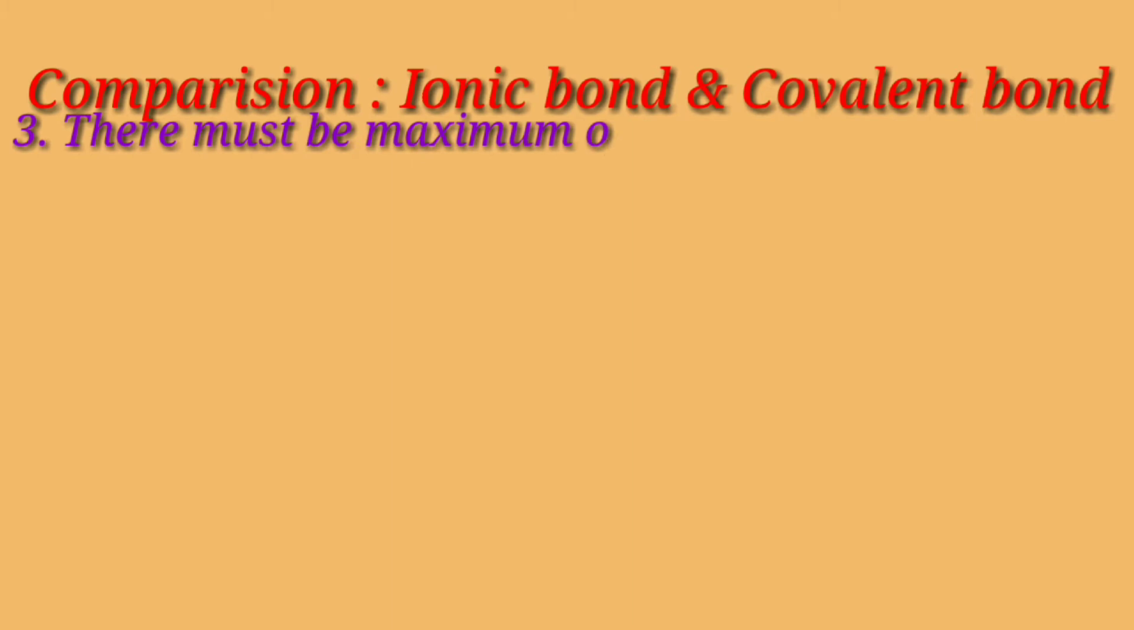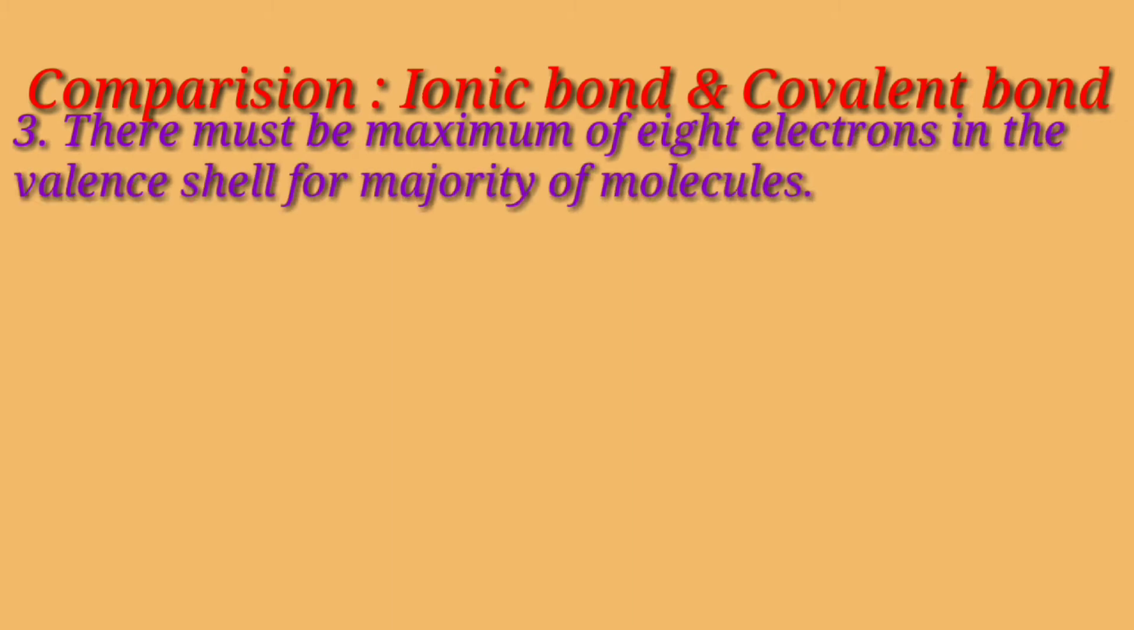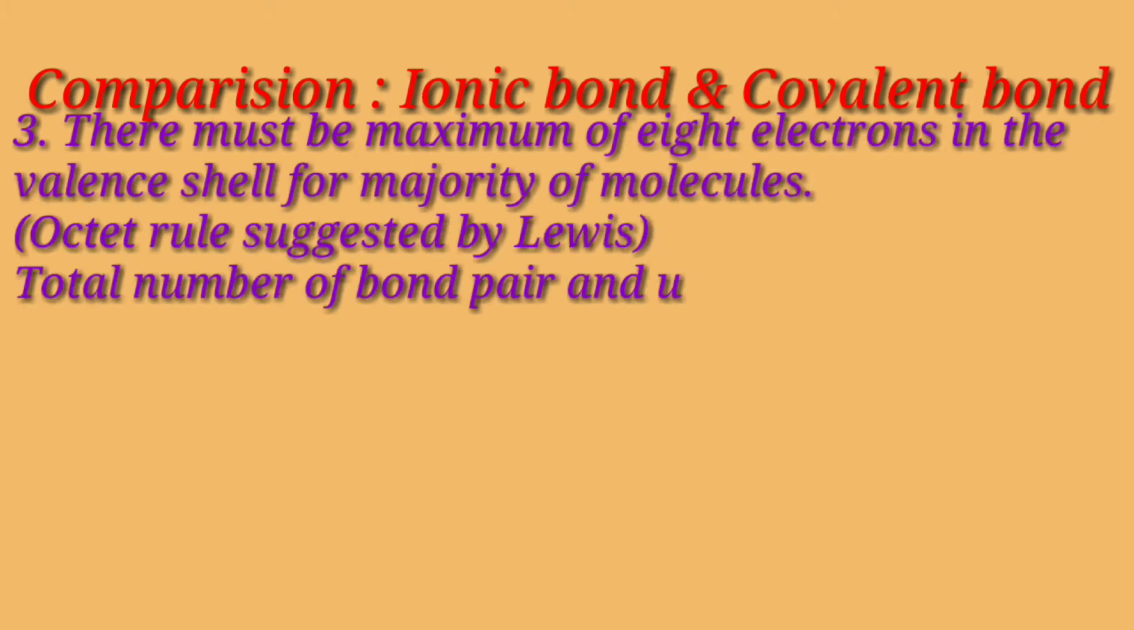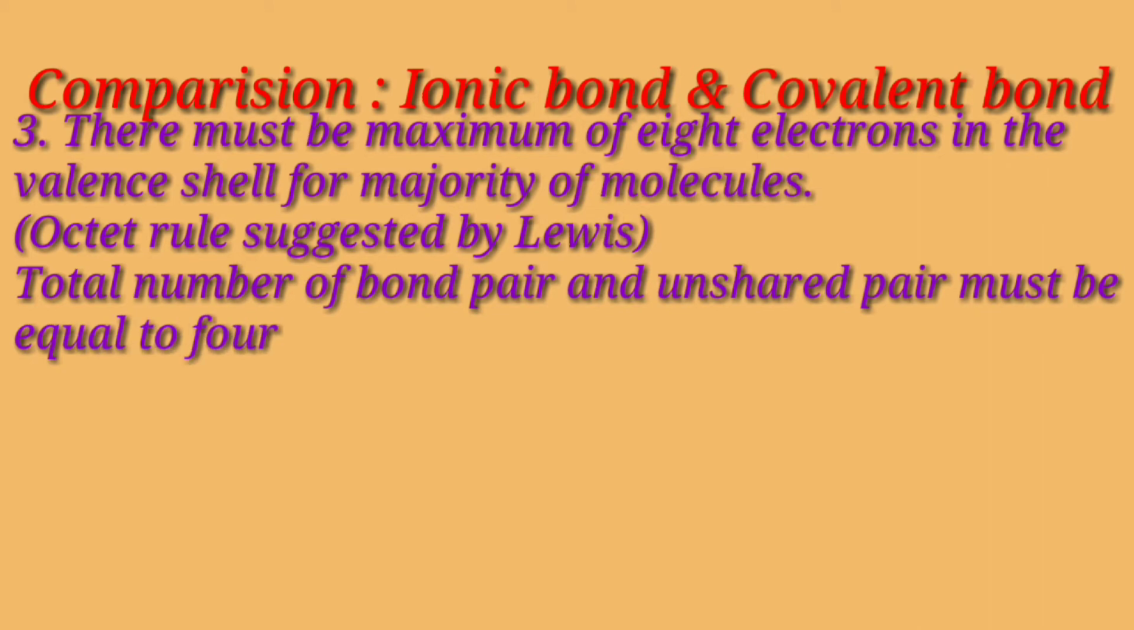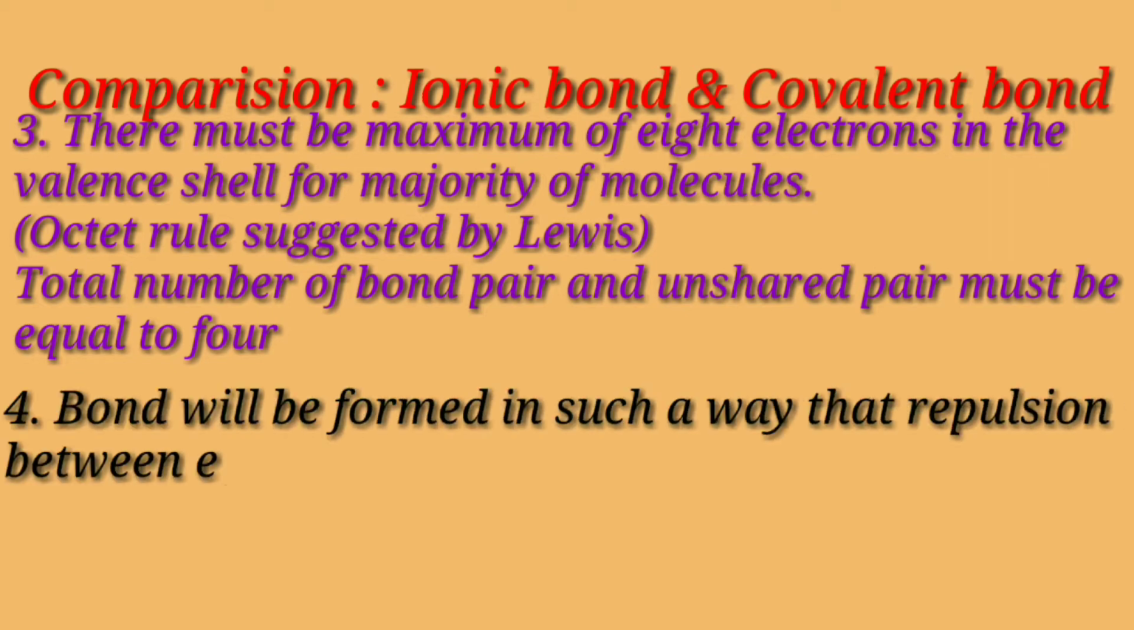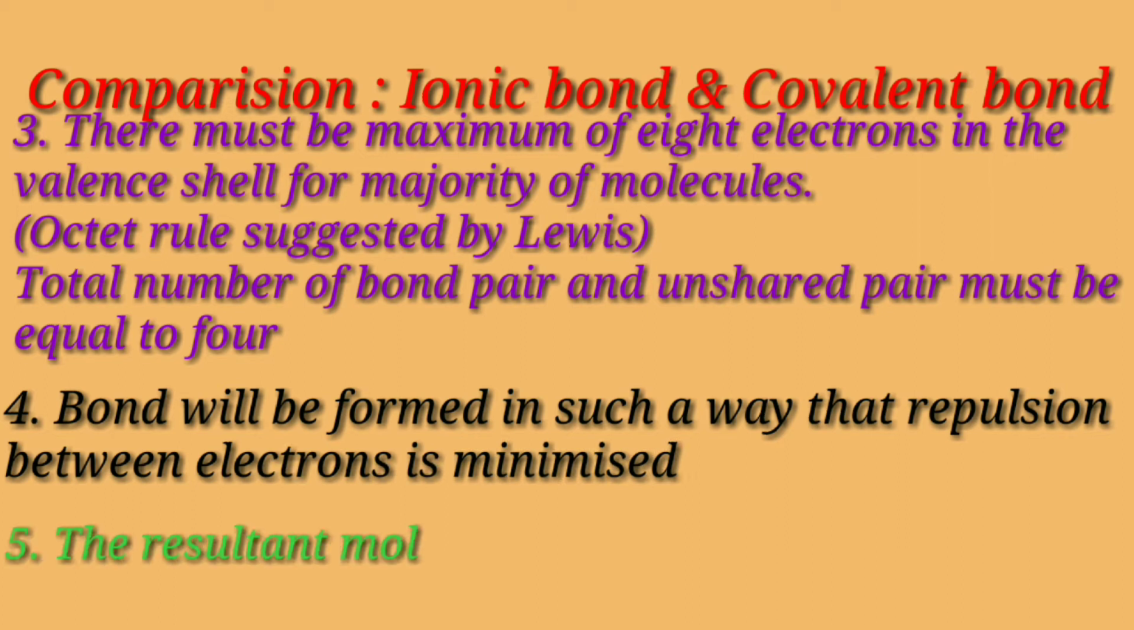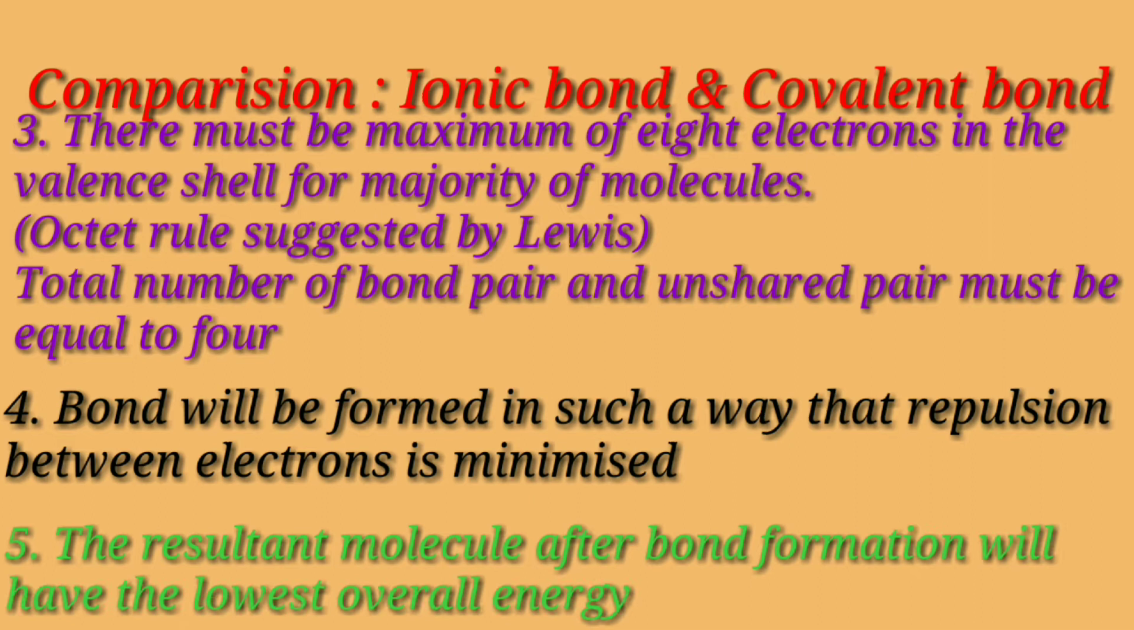There must be a maximum of 8 electrons in the valence shell for the majority of molecules. This is the octet rule suggested by Lewis. The total number of bond pairs and unshared pairs, that is lone pairs, must be equal to 4. Bond will be formed in such a way that repulsion between electrons is minimized. The resultant molecule after bond formation will have the lowest overall energy.